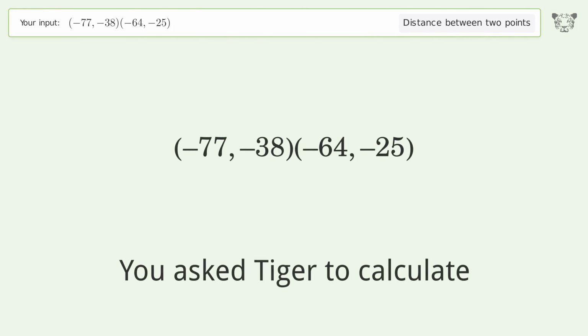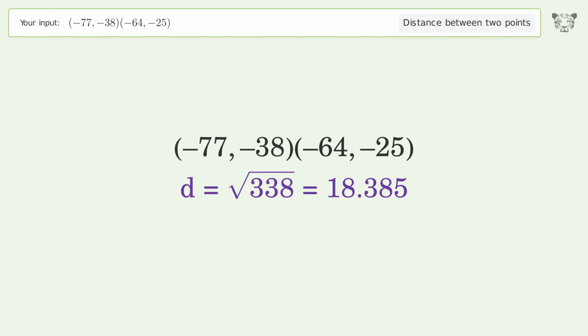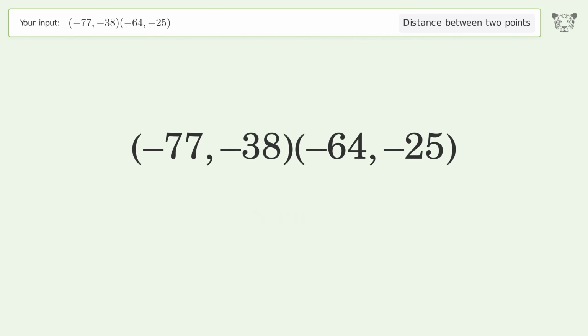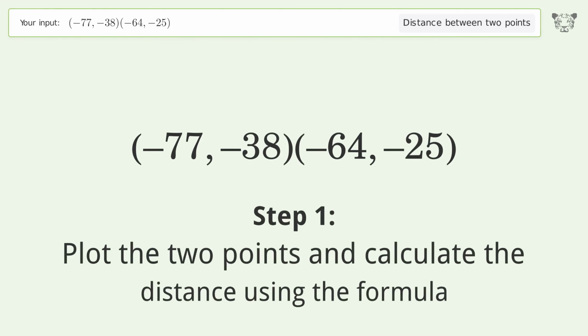You ask Tiger to calculate. This deals with the distance between 2 points. The distance between the 2 points is the square root of 338 or 18.385. Let's solve it step by step. Plot the 2 points and calculate the distance using the formula.